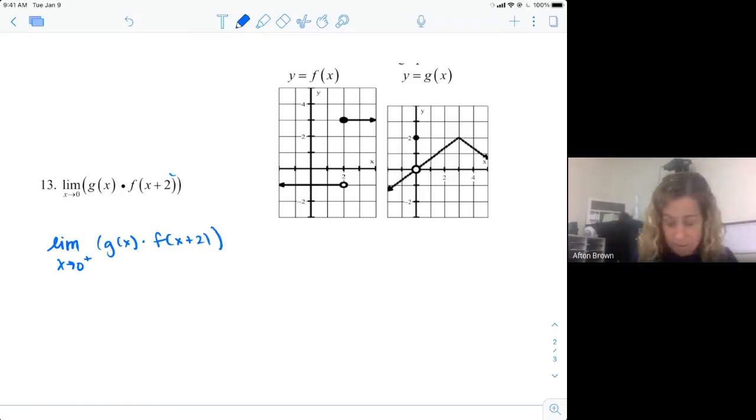If I think about this as I approach 0 from the positive side, I'm just taking the limit of each piece. So I want to take the limit of G as we approach from the positive side. Because we're talking about a limit, as we approach 0 from the positive side, that's 0. So this piece is 0. If I plug in a value just barely bigger than 0, like 0.1, then this would be like F at 2.1. And F at 2.1, if it's something just barely bigger, is 3.